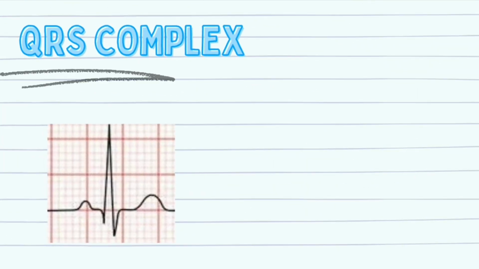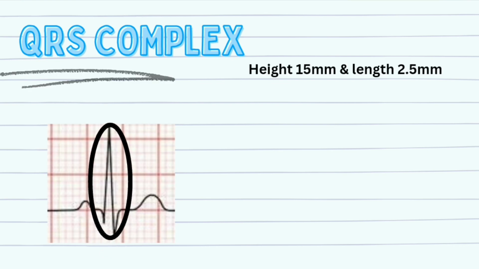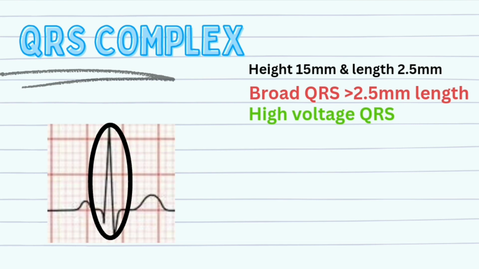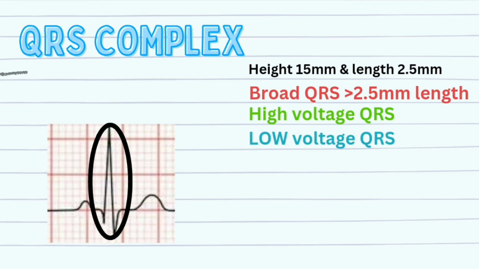QRS complex. Q wave is the first downward deflection, R wave is the first upward deflection, and S wave is the second downward deflection. Its height is 15 mm and length is 2.5 mm. Broad QRS, in which length is increased, occurs in ventricular arrhythmias and bundle branch block. High voltage QRS complex, in which height is increased, occurs in ventricular hypertrophy. Low voltage, in which height is decreased, occurs in congestive cardiac failure and pericardial effusion.